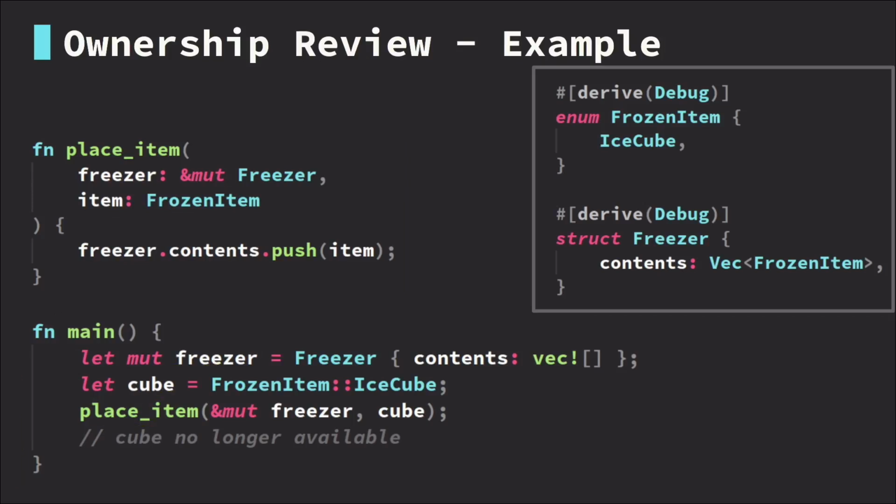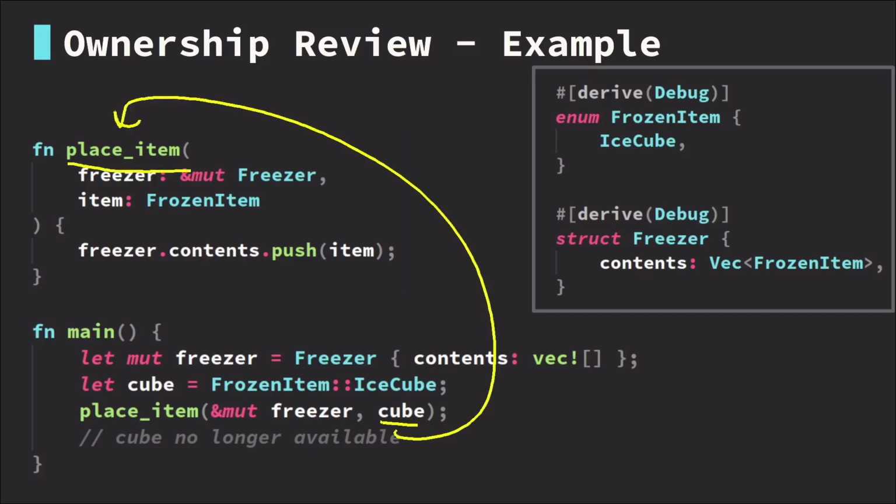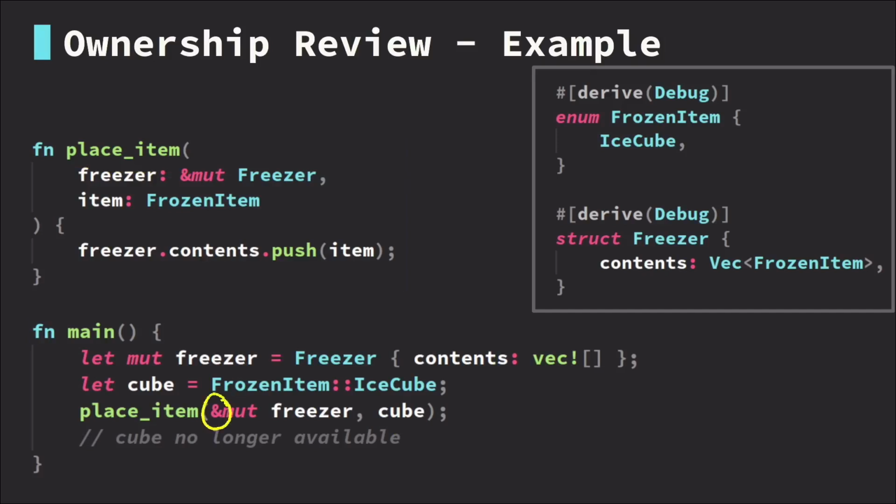When we call the place item function, we let it borrow the freezer, and then we're moving the cube. So there's no borrow here. Since we are moving the cube, the place item function is responsible for cleaning up that cube. So the cube will move here, and then this function is responsible for cleanup. The place item function is only borrowing the freezer, therefore the place item function cannot delete the freezer.